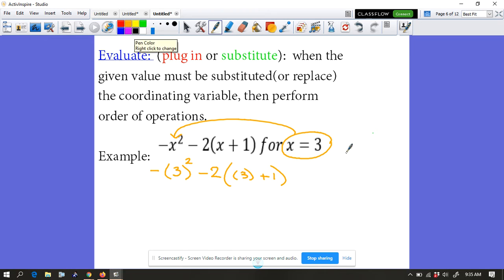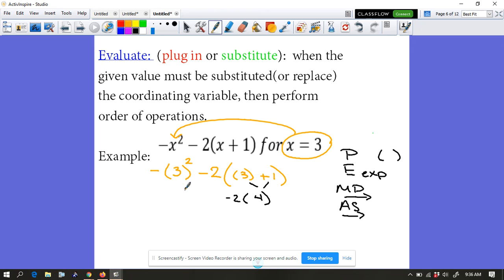Now we will follow order of operations. So PEMDAS. So remember, parentheses, exponent, multiplication and division left to right, addition and subtraction left to right. So first we will do parentheses. 3 plus 1 gives me 4. Keep everything else. 3 squared gives me 9, so negative 9, and then negative 2 times 4 gives me negative 8, which gives me negative 17.